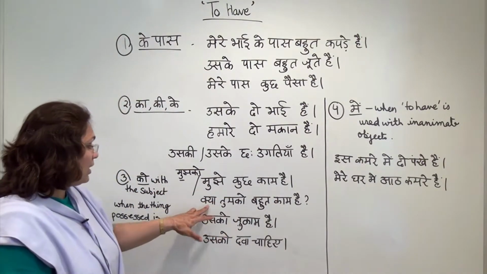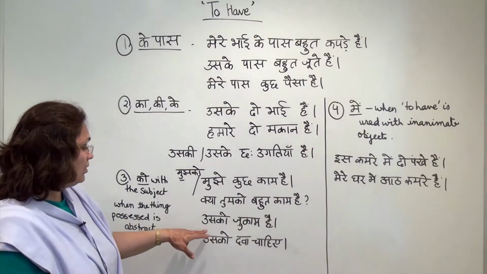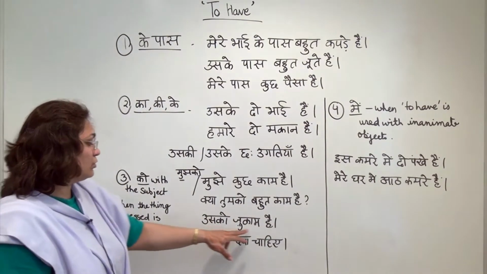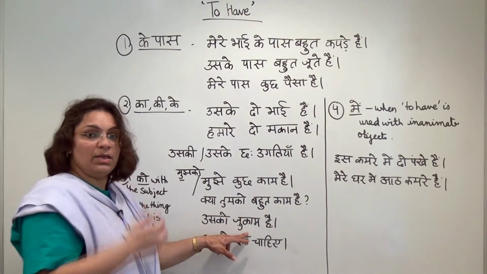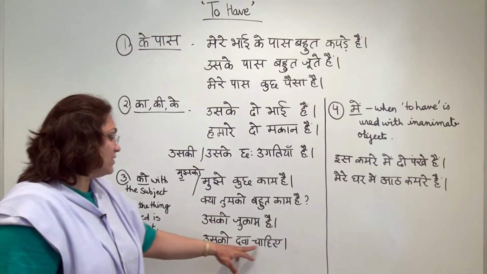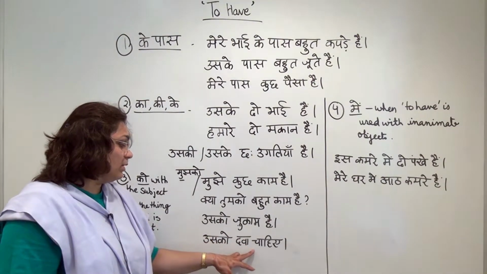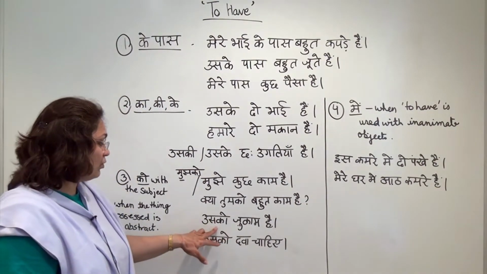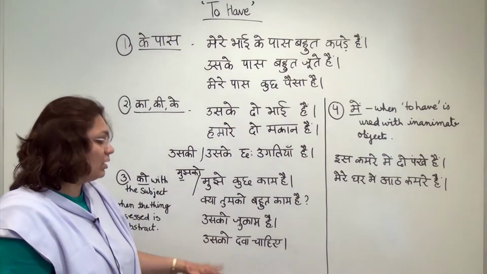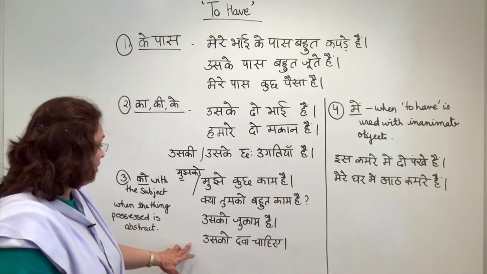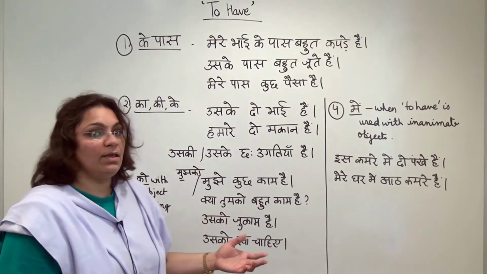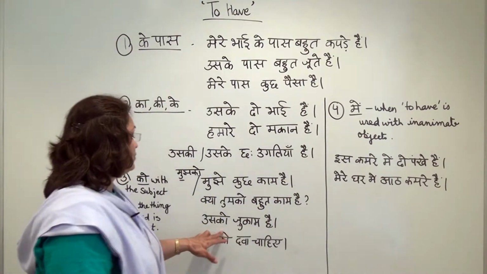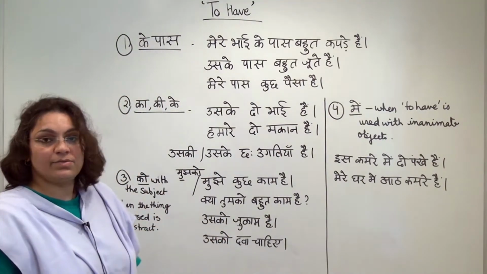मुझे कुछ काम है. क्या तुमको कुछ काम है? Do you have some work? So क्या तुमको कुछ काम है? So this is the to have thing again. उसको जुकाम है. He has a running nose. उसको दवा चाहिए. He needs medicine, right? So usko dawa chahiye, so ko is also used in these two, or he has to take medicine or something like that. And usko bukhar hai, he has a fever, so you say he has, but you cannot see it, so that's abstract. So this is used when the possessed thing is abstract, right?